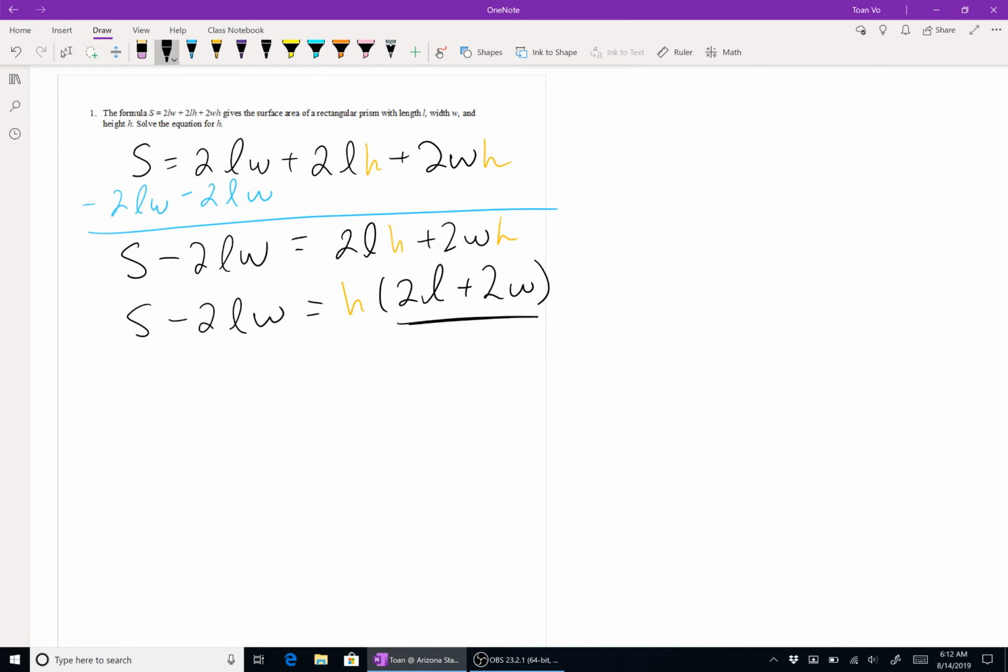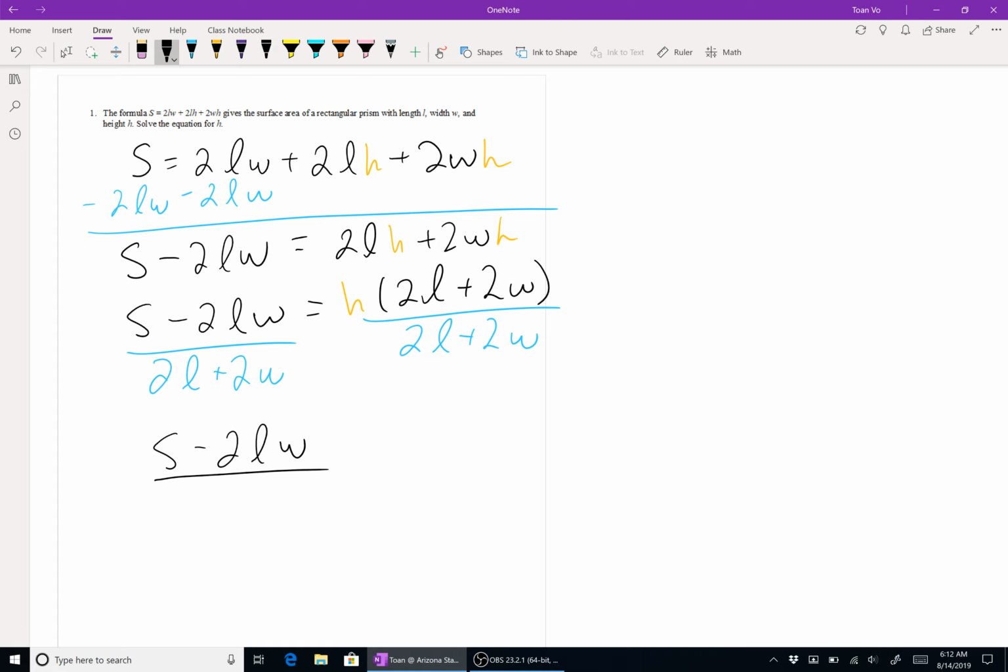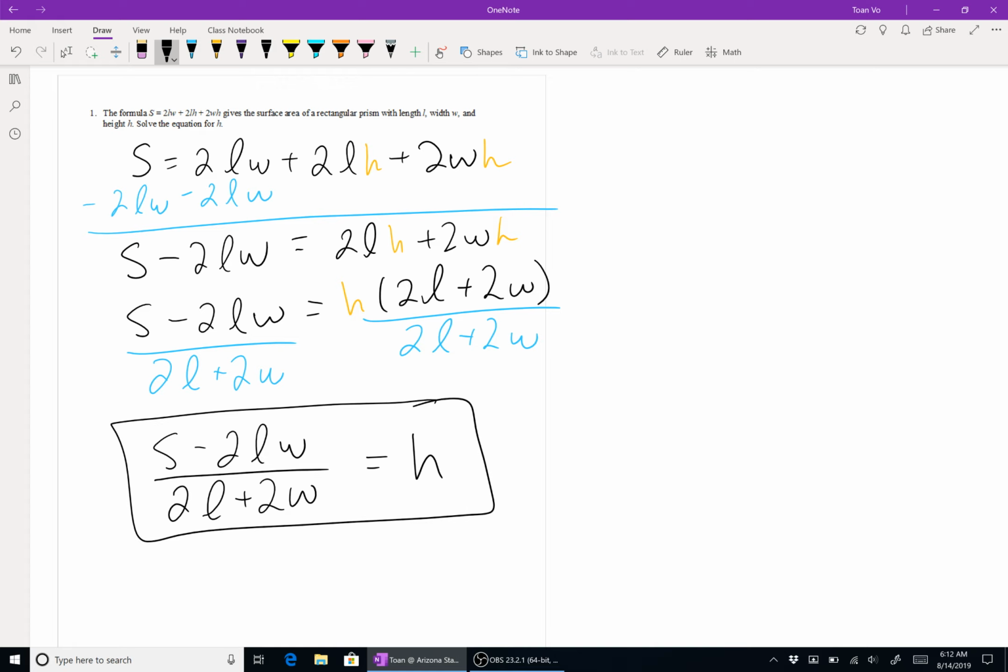So all I have to do is get rid of the thing that's not h. So I get rid of the 2L plus 2W, and I get rid of him by dividing. And then our result is as follows. H is by itself, so there's our answer.